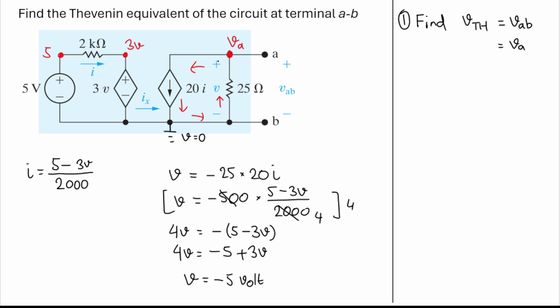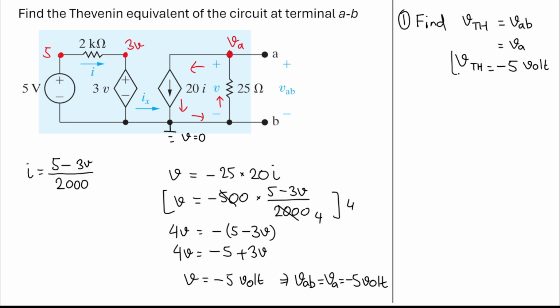But here, V is parallel with AB here. And that means that our VAB or VA is equal to minus 5 volt. VAB, or in this case VA, is equal to minus 5 volt. So we also get our Thevenin voltage, which is VTH, and we will have the value of minus 5 volt.